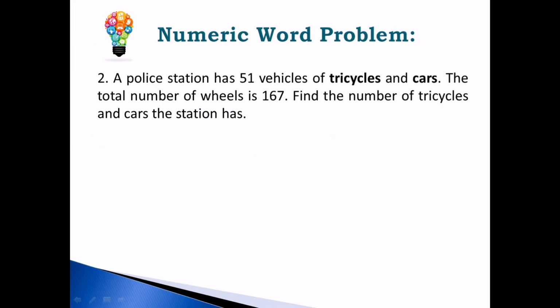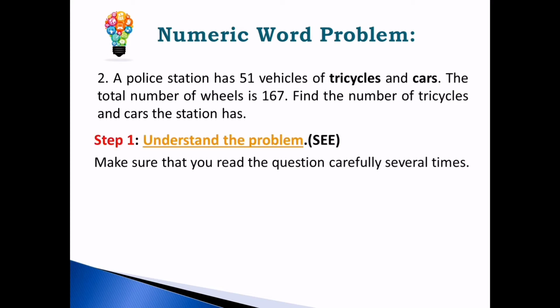Okay, let us have the second problem. Again, let us read together. A police station has 51 vehicles of tricycles and cars. The total number of wheels is 167. Find the number of tricycles and cars the station has.